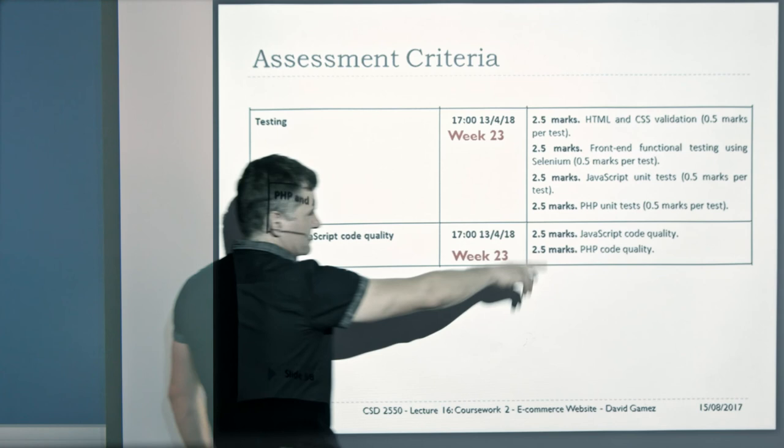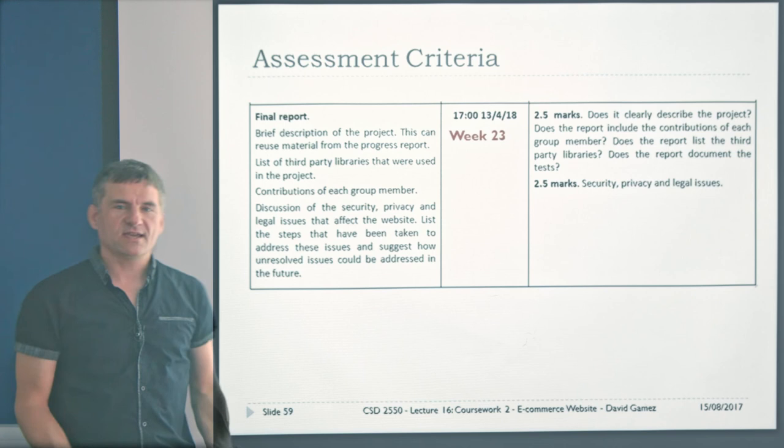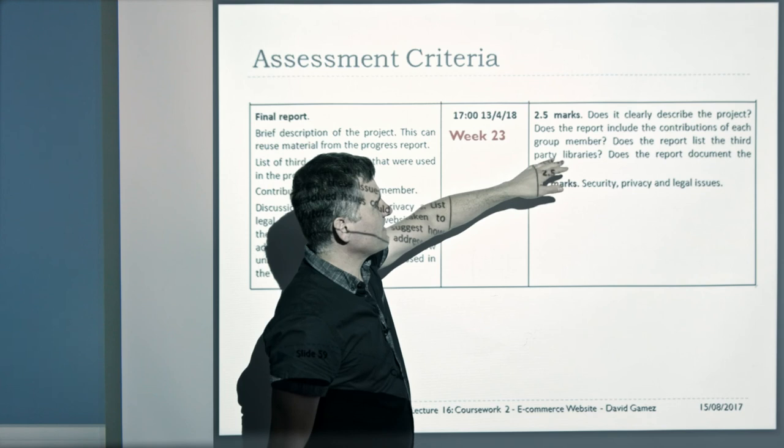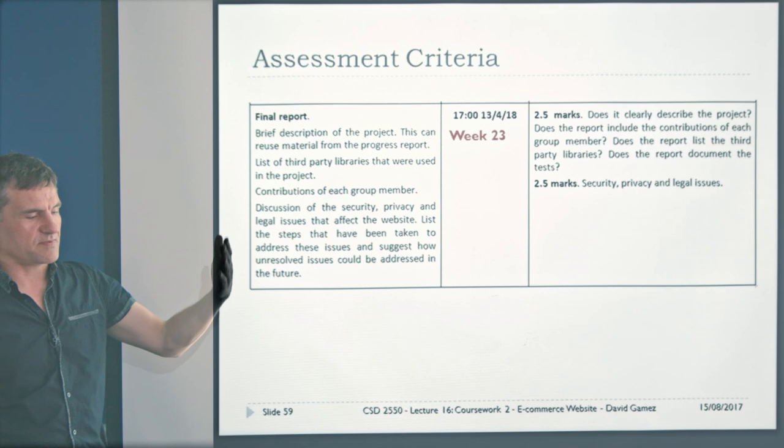And then there's the final report. So I want a clear description of what the project, the final e-commerce website, does. You're going to lose marks if you don't include the contribution spreadsheet. You've got to list the third-party libraries, and you've got to document the tests, okay? So you've got to show the tests that have run. If you don't document tests, you're not going to get marks for the tests.